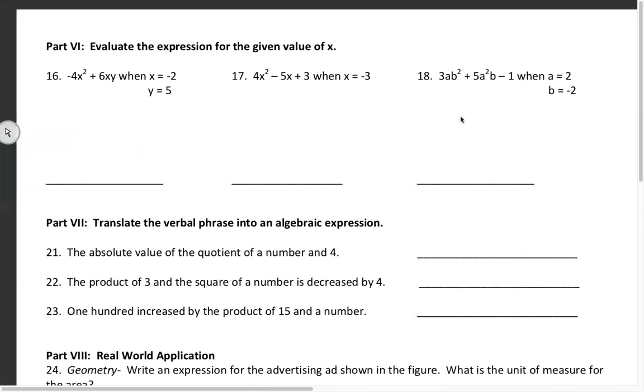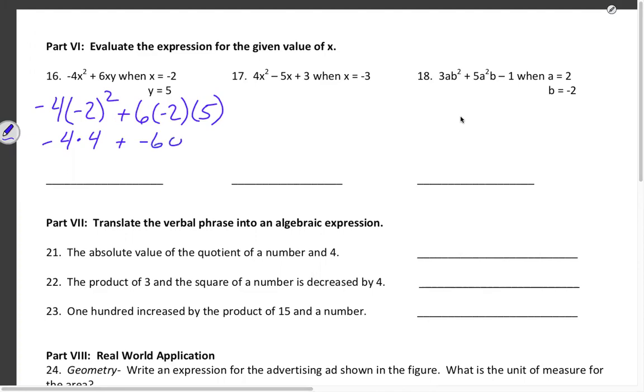So for part 6, we are going to evaluate the expression for the given value of x. That means I'm going to substitute in -2 for x and 5 for y. So this becomes -4 times -2 squared plus 6 times -2 times 5. Once it's in this format, you could use your calculator or you could use your brain. I'm going to use my brain. So -4 times 4 plus, that's going to be -10 times 6 is -60. So it looks like I'm going to get -76.